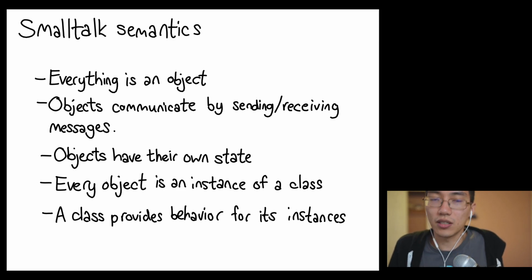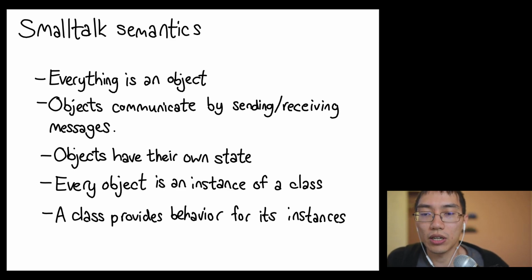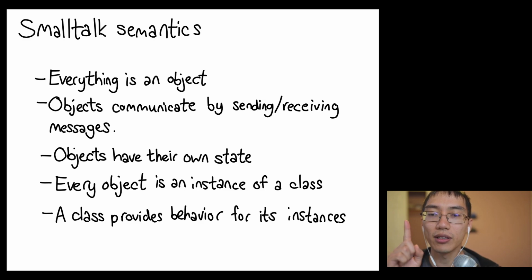So how is Smalltalk going to work? Here are the ground rules. One, everything is an object, right? Even a class is an object. Objects have a class to describe what their behavior is, and the class is some entity in our system, and they're also objects, so you can interact with them in the same way you can interact with regular objects.